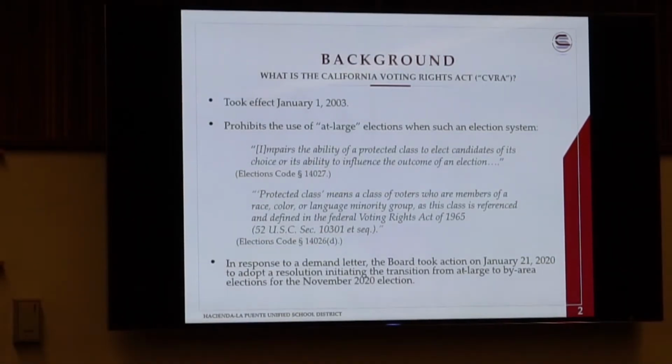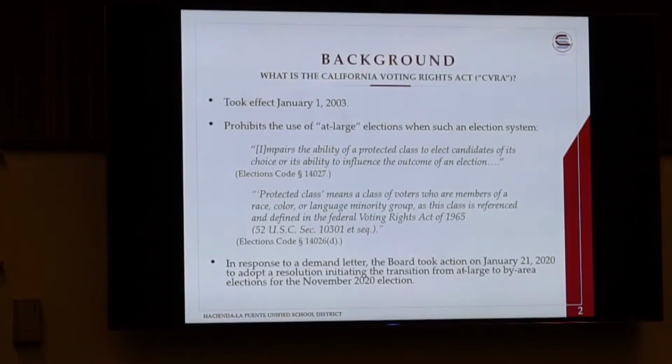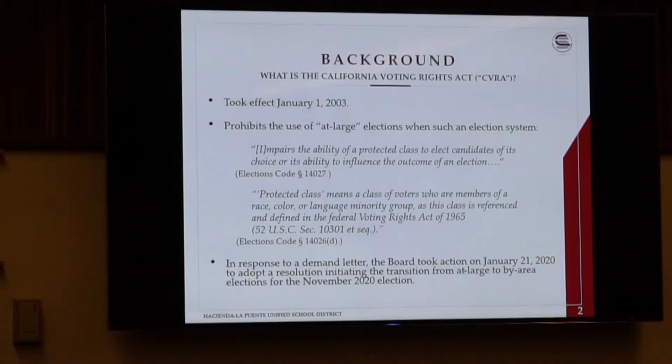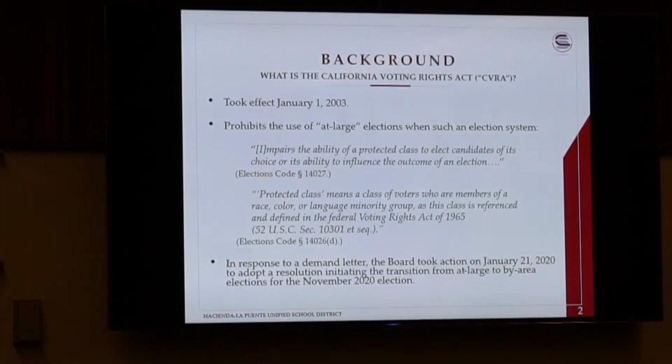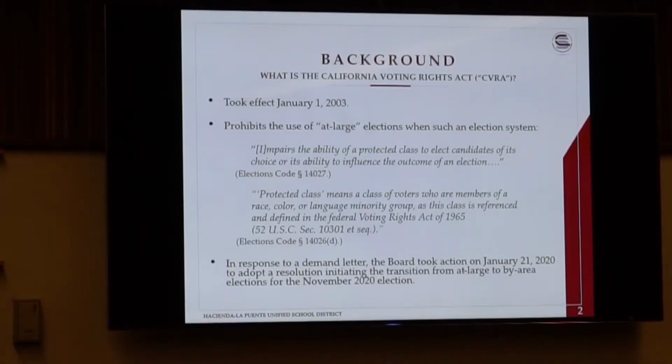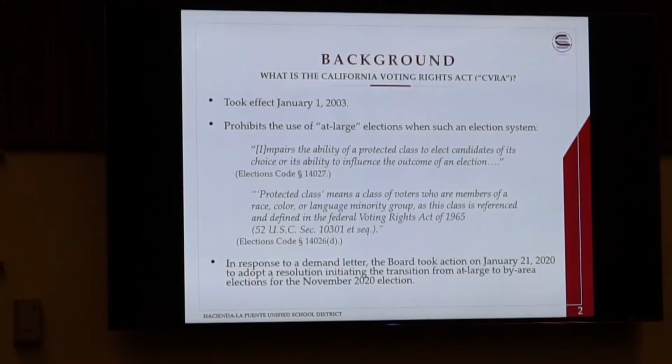It took effect in January 2003, and it prohibits the use of at-large elections in instances where they can impair the ability of members of protected classes, which are historic race, color, or language minority groups within this country, from being able to influence the outcome of elections. Protected classes are defined under the Federal Voting Rights Act of 1965.